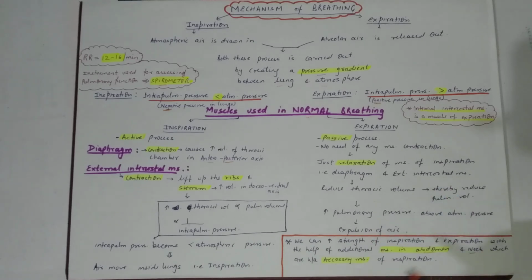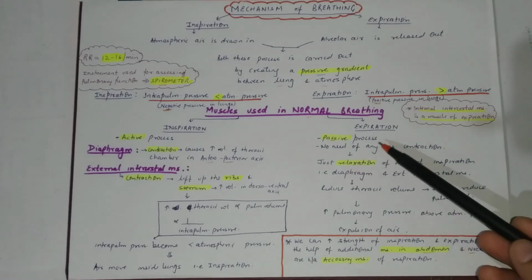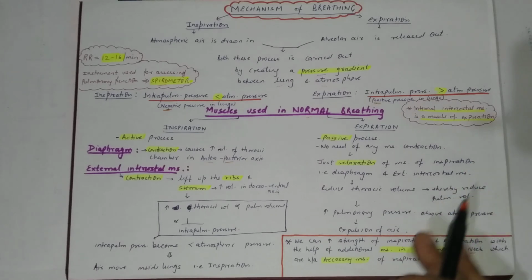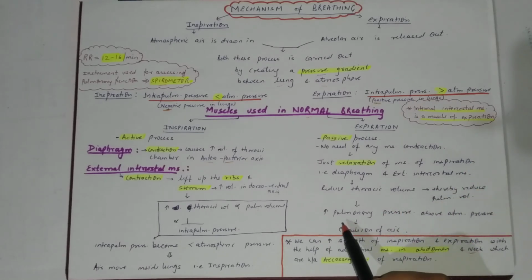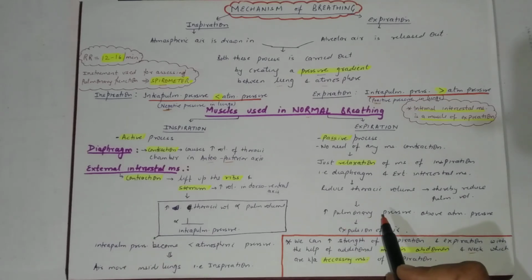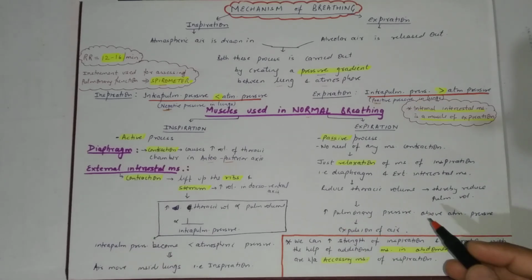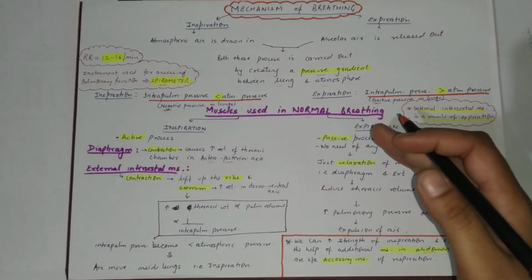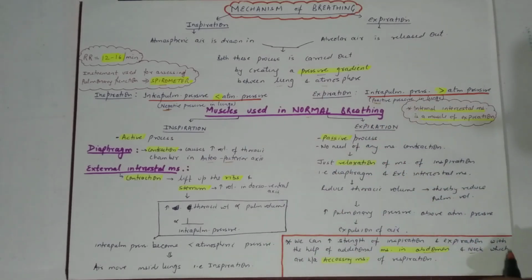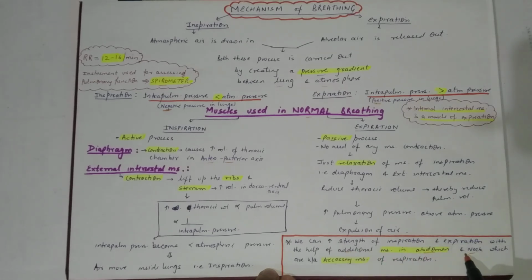Whereas expiration occurs just by relaxation of the muscles of inspiration, so it will decrease the volume of the thoracic cavity and increase the pulmonary pressure above the atmospheric pressure, leading to the expulsion of air. So everything is clear up till now, and we can increase the strength of respiration, that is inspiration and expiration, with the help of additional muscles in the abdomen and neck, which are known as accessory muscles of respiration.